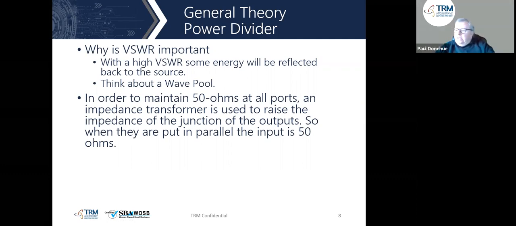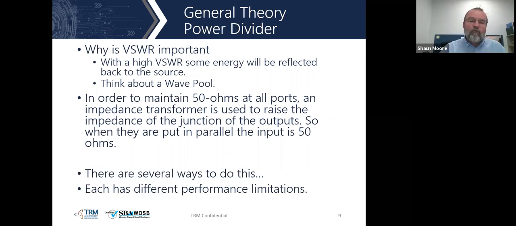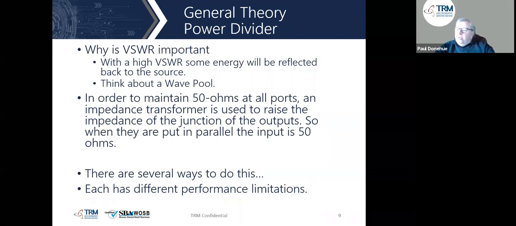Okay, now, are there ways to match up the VSWR in the power divider, or do we always have to keep a high VSWR? No, there are certainly ways to do that, and the method really depends on the type of technology that we're working with, and each type of technology has limits as far as what it can do. Some frequency limits, some bandwidth limits, and that's really the next thing we're going to be looking at. All right, I also thought maybe you could give us some examples of different types of power dividers.